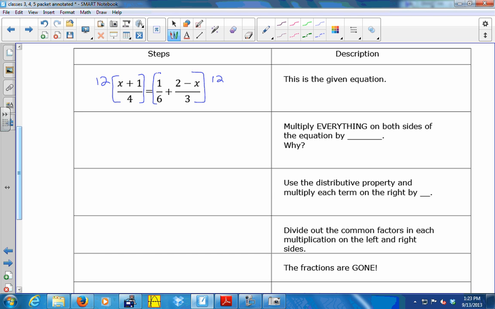The 12 over the 4 you can simplify. It's nicer to do that before you distribute. So the 12 over the 4 reduces, right? 4 goes into 4 once and it goes into 12 3 times. So on the left side, I have 3 times x plus 1. Okay, and then I'm going to use the distributive property, and I have to multiply both of these fractions by the 12. So I end up with 12 times 1/6 plus 12 times 2 minus x over 3.